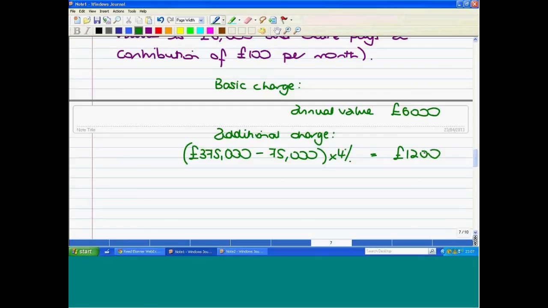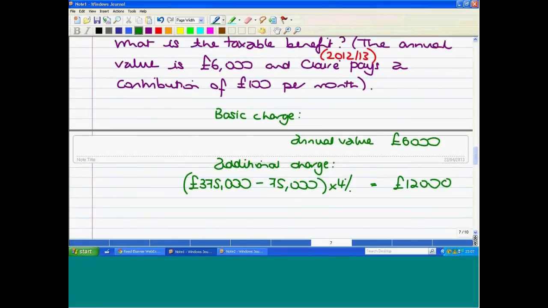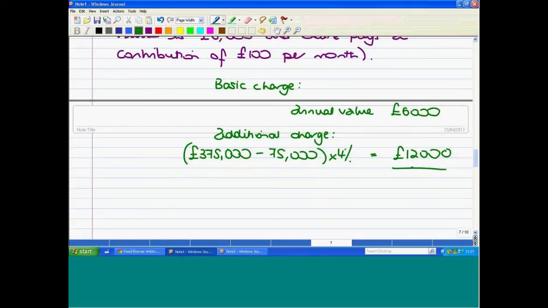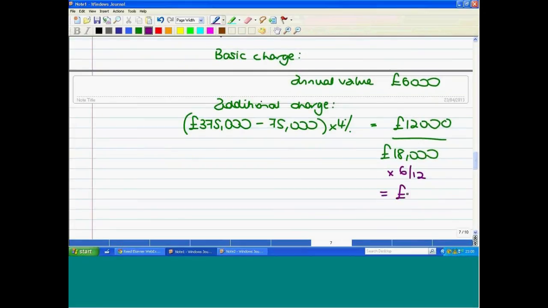Okay, let me just double check my math is right. Yes, oh, 12,000, apologies. I was going to say that didn't look right. So annual value of £6,000, additional charge of £12,000, and then of course if we total that up, that's £18,000, but Claire only has use of the property for 6 months of the year, so we can either strip out the 6 months or we can times by the 6 months that she's able to use it for, so that would give us a £9,000 benefit.